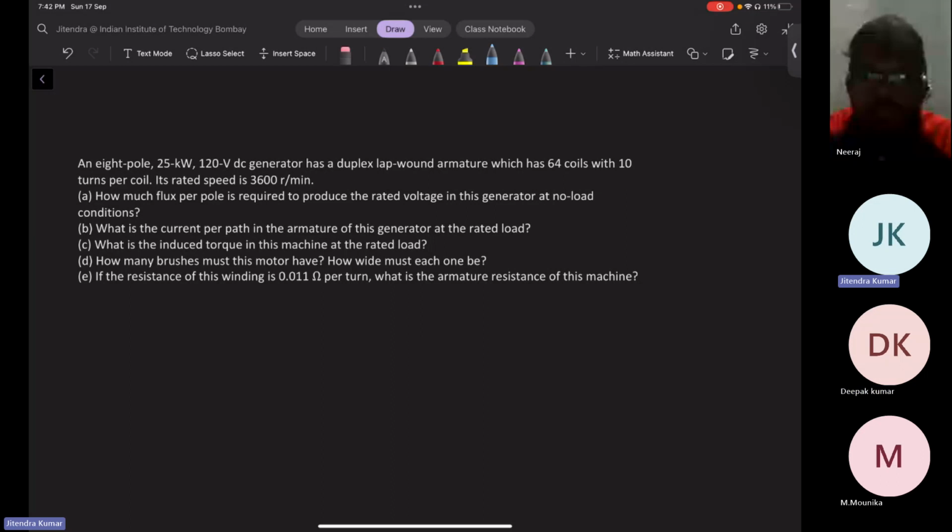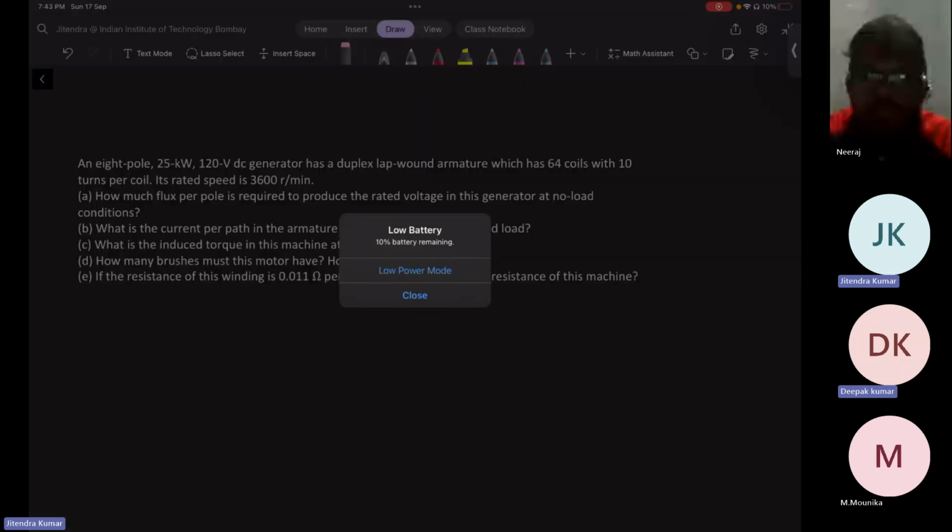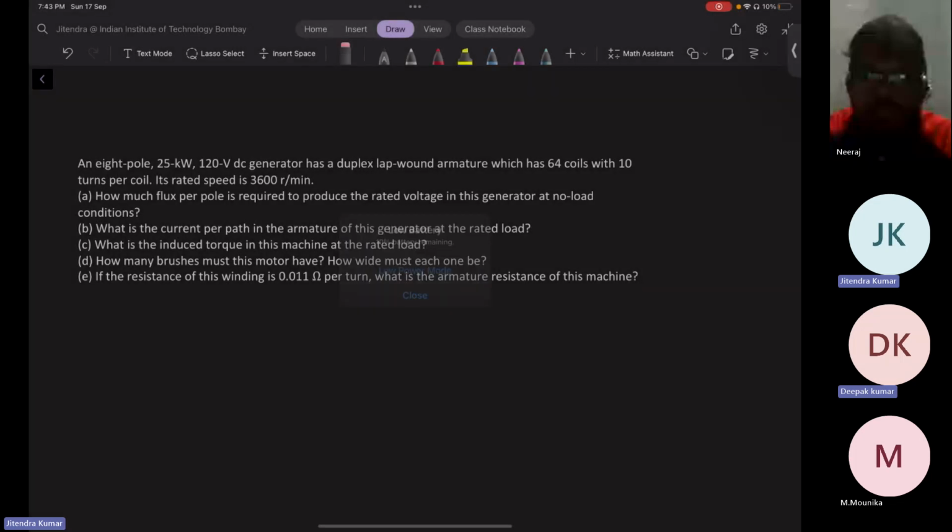Has that motor ever run before? Yes, sir. Yesterday that motor was run, and the next day we tried to run it, but it was not running.